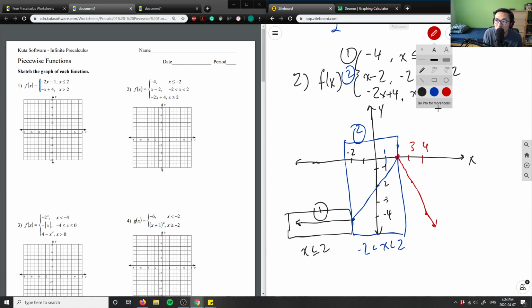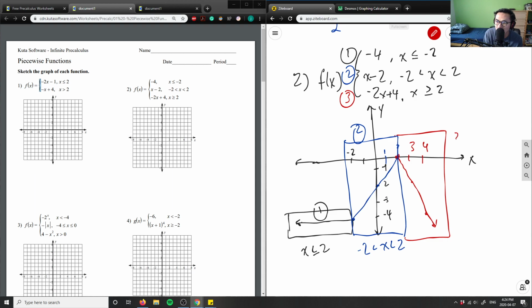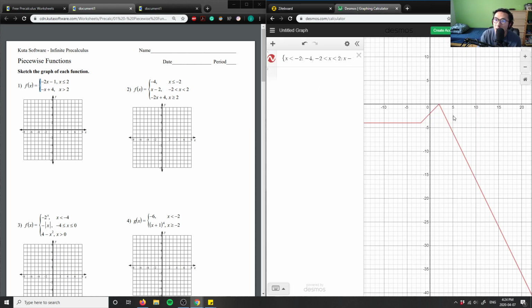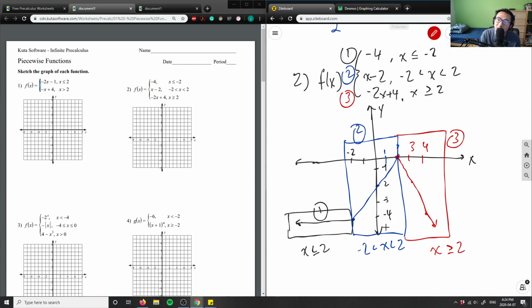And then in red is my third part, right? It's this last part. If x is equal to 2 or greater than 2, it would be the rest of this graph here. And this is my third part, where the interval is x greater than or equal to 2. So it's a 3-part piecewise function, and as you can see here, it's all in one color, unfortunately, so I kind of like mine better.